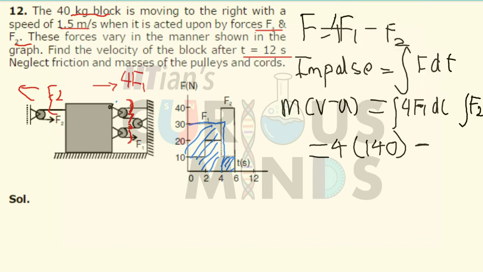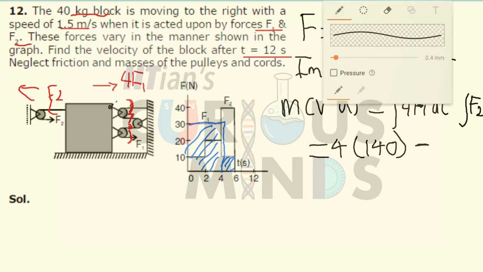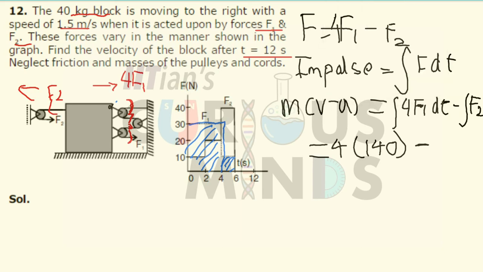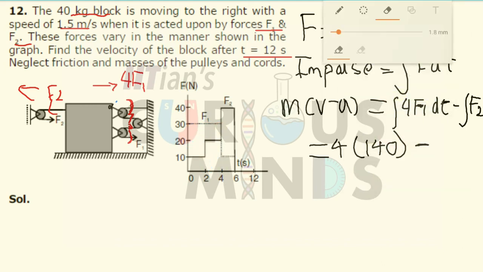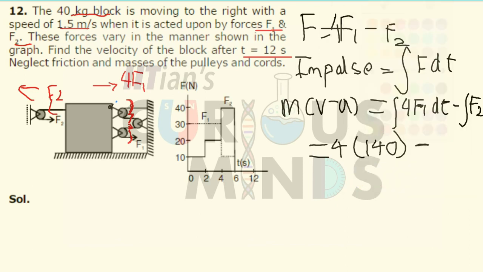If I calculate the value for F2, the integration of F2 dt will be the area under the graph. We will use the same procedure over here to calculate the area under the graph. A small rectangle is formed over here whose area is equal to 20 into 2, which is equal to 40. So 20 plus 40 is equal to 60. This will be equal to 40 into 2, which is equal to 80, plus 60, which is equal to 140. So it will be equal to 140 into 3. I will keep it as it is.